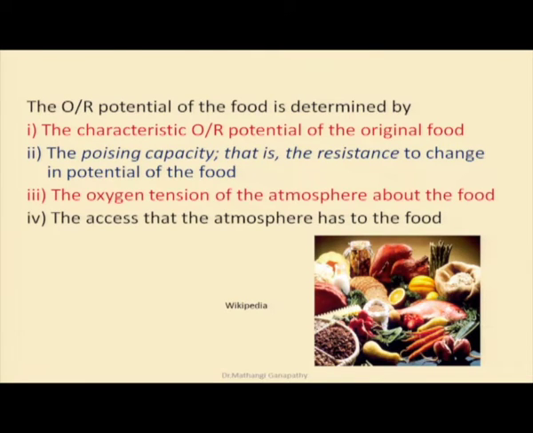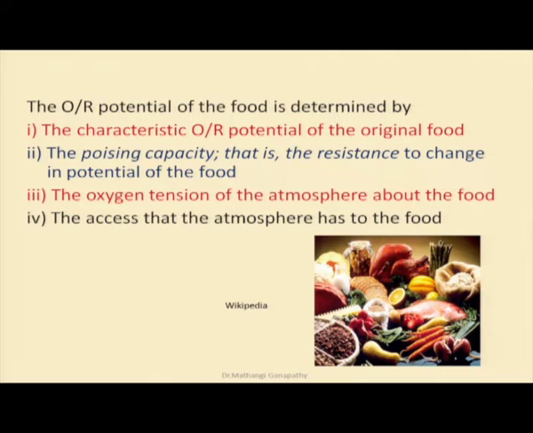Now, what decides the oxidation reduction potential? Remember, what we call food is basically either plant products or animal products. What we term as food can be the original source from the plant or the animal: the fruit, the vegetable, the seed, or the meat or the egg. So the nature of the plant or the nature of the animal from which that food is derived, that characteristic, will influence the OR potential of the original food.